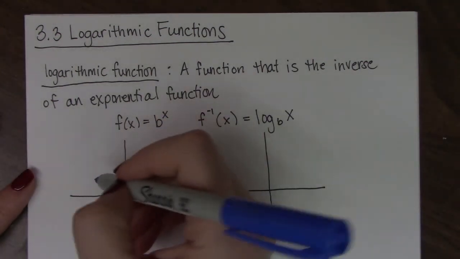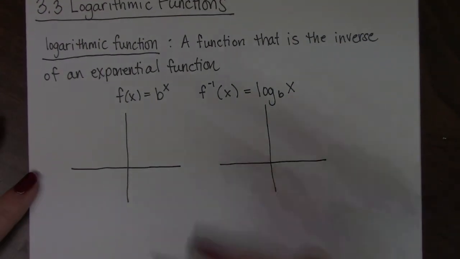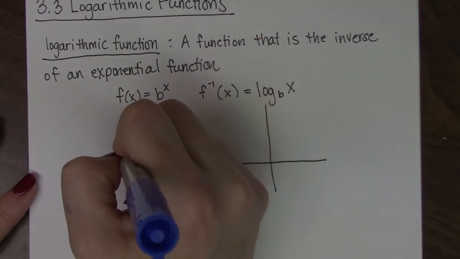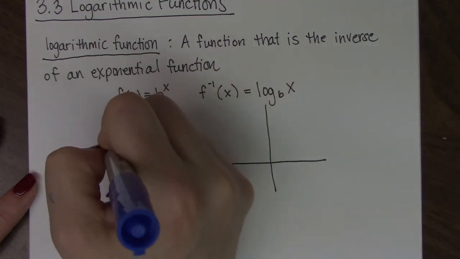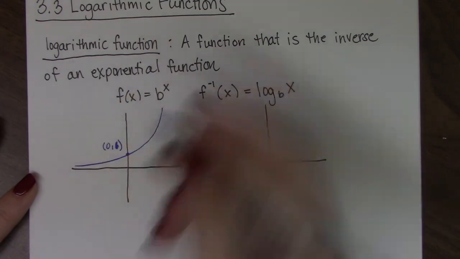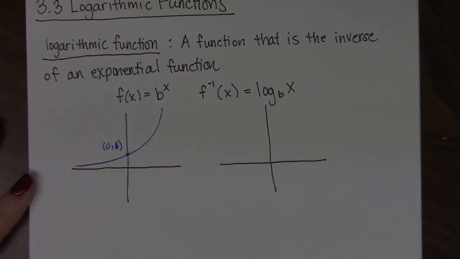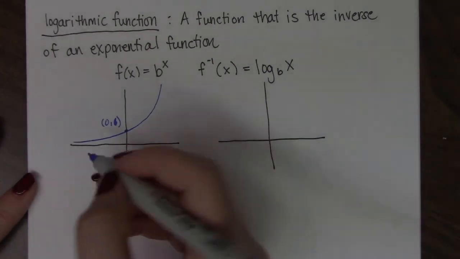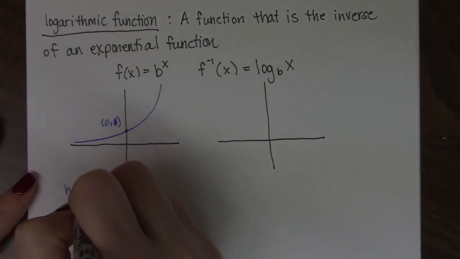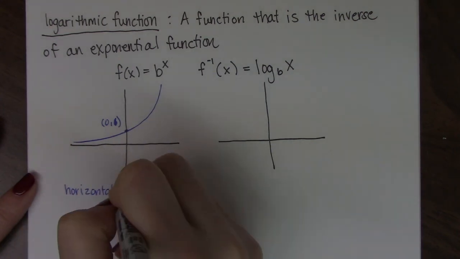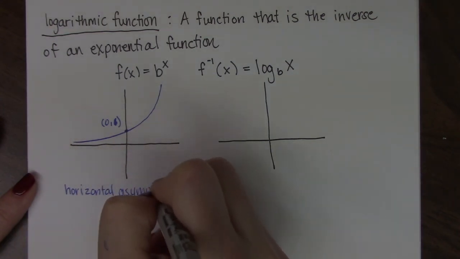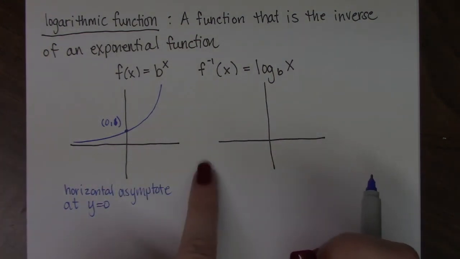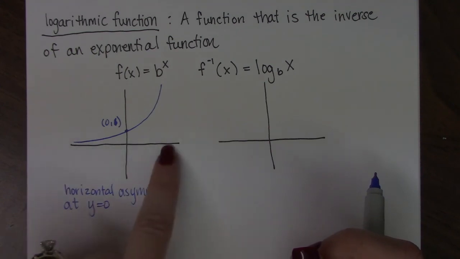So b to the x, if b is greater than 1, is an increasing function with an intercept, excuse me, at (0, 1). So if you plug 0 into the exponent, 1 is going to come out. So if we look at this graph and really dig into it for a minute, we can see that there is a horizontal asymptote at y equals 0, right? So we can see the graph's never going to get to 0, but it's going to get really close.